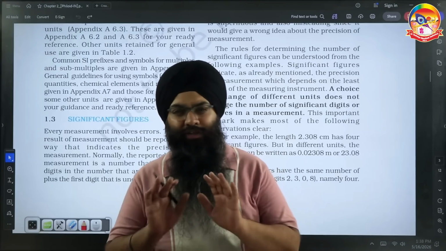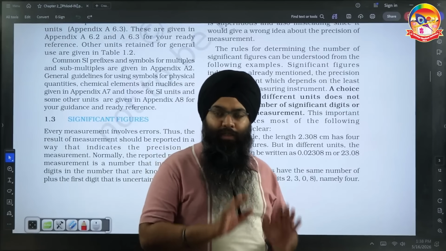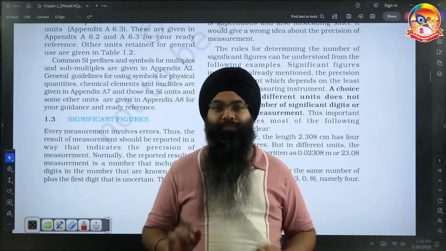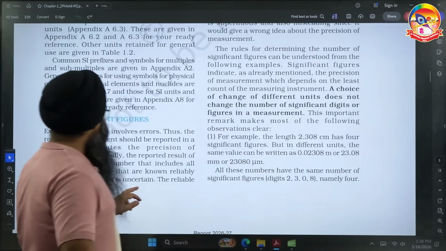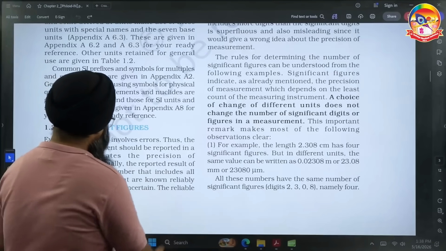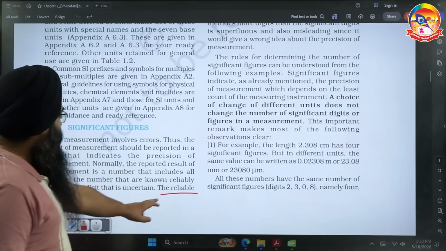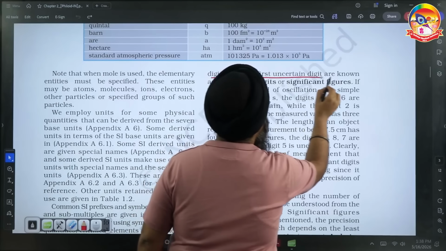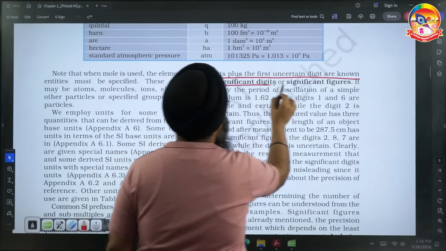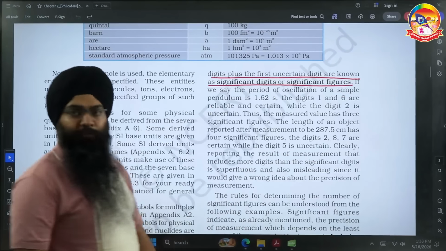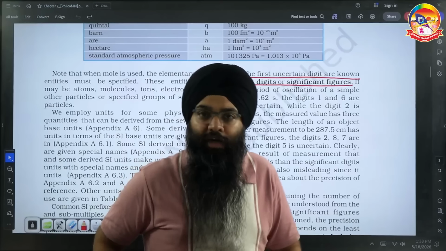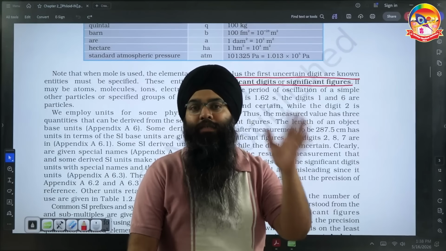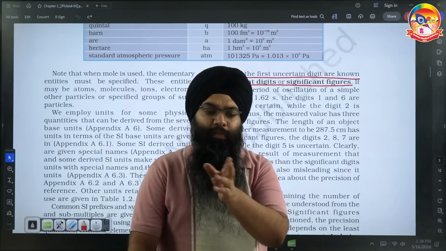We'll discuss those rules. We'll strictly be confined to NCERT. Whatever is written in NCERT, we'll use only those rules. More than that, we'll not use any rule. So what is the definition of significant digits? The reliable digits plus the first uncertain digit are known as significant digits or significant figures. Very important definition. The collection of all the reliable digits in a measurement plus the last uncertain digit, which you are not sure of, that it can be this also or this also.